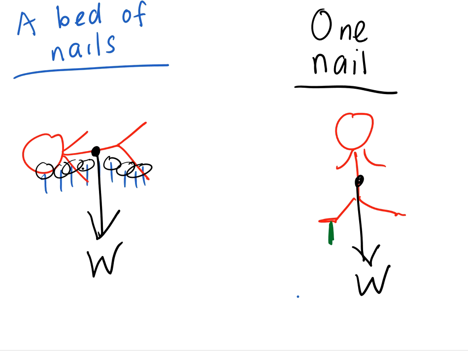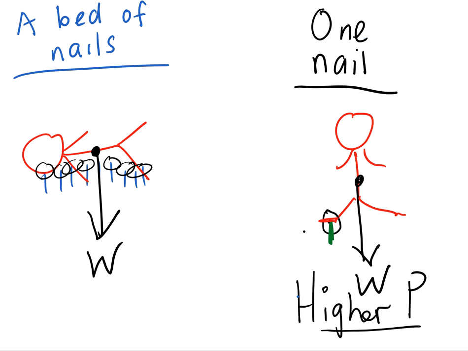So this is a much larger contact area compared to this person because the weight is all concentrated in the contact area of one nail with the feet. So therefore, this person is going to experience what we call a higher pressure. We will talk about the definition for pressure in a while. But meanwhile, just remember that when the force is distributed over a very small area, we say that the pressure is high. And when the force is distributed over a larger area, we say that the pressure is lower.